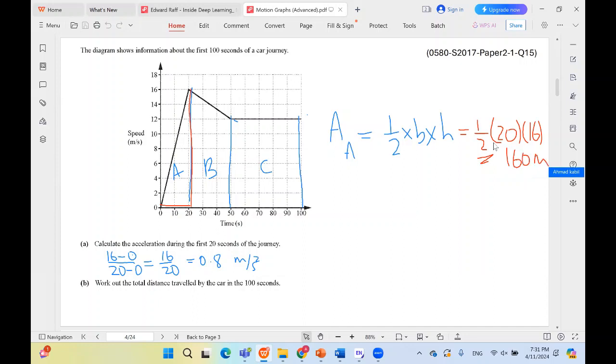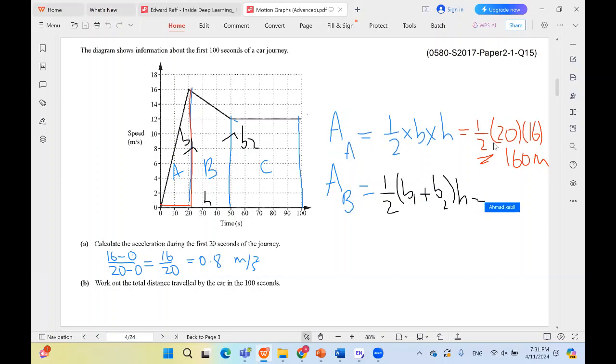Next, we want to get the area of B. B is a trapezoid again, but it's a vertical trapezoid. The parallel sides are vertical, so the bases here are vertical. This would be base 1, this would be base 2, and this here would be the height. The formula for a trapezoid is half times B1 plus B2 times height. So B1 from the graph would be 16, B2 would be 12, and the height is the distance between 20 and 50 on the x-axis. So from 20 to 50, this is 30.